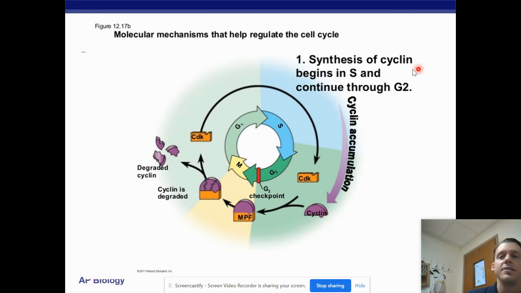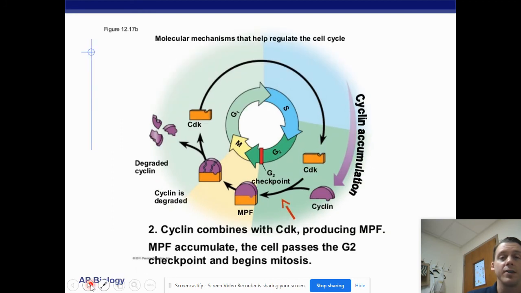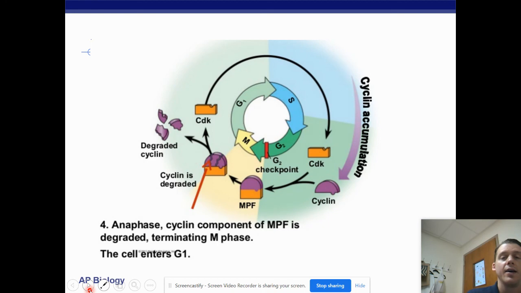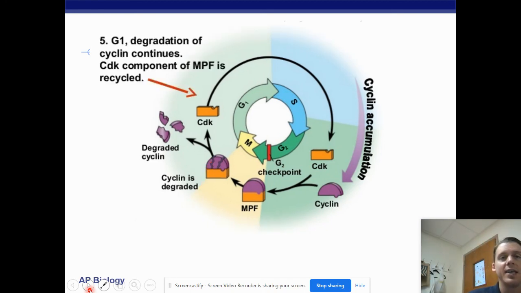So, synthesis of cyclin begins through the S phase and continues, assuming everything is normal. The cyclin combines with the CDK to produce some MPF. The MPF is going to then phosphorylate other proteins, pushing the cell through to mitosis. Then the cyclin is going to get degraded, and the CDK will be alone.